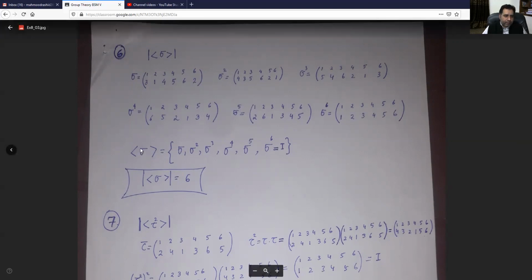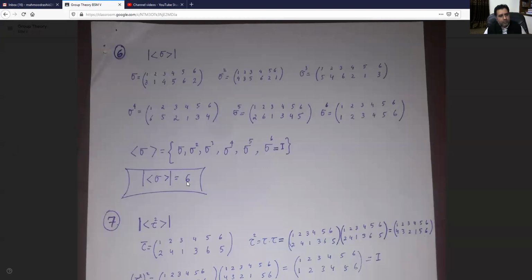So the group generated by sigma contains sigma. Of course, sigma is the generator for this subgroup. Then sigma square, sigma cube, all the way to sigma 6, which is the identity of this group. So this is a group generated by sigma. So this is a cyclic group, and we have to tell the order of this group, which is 6. And we have seen the order of a subgroup is the same as the order of the generator.